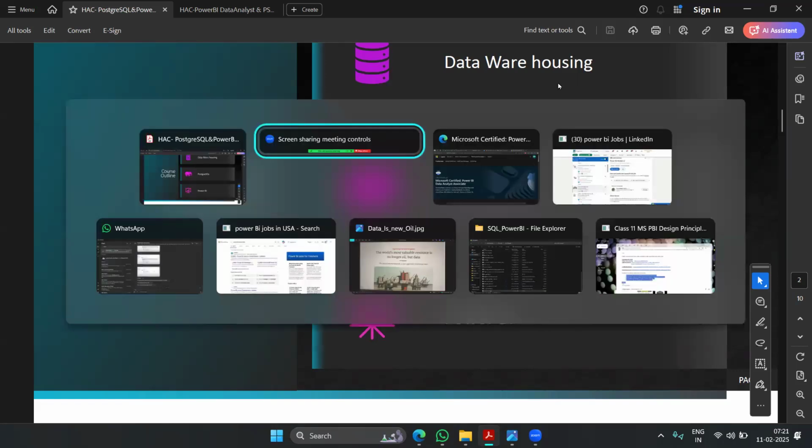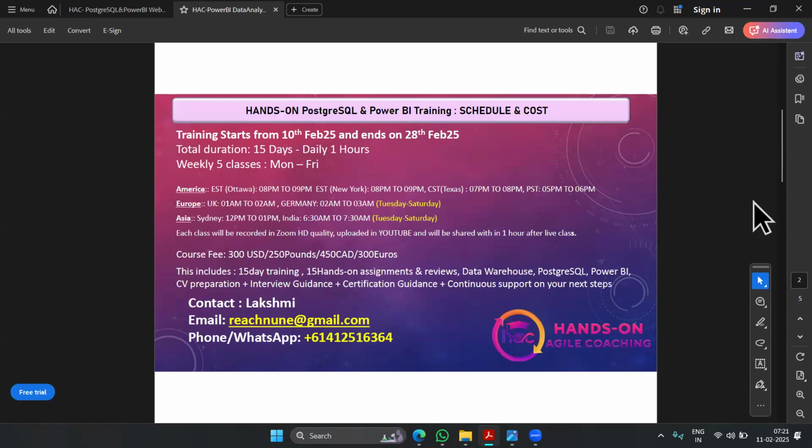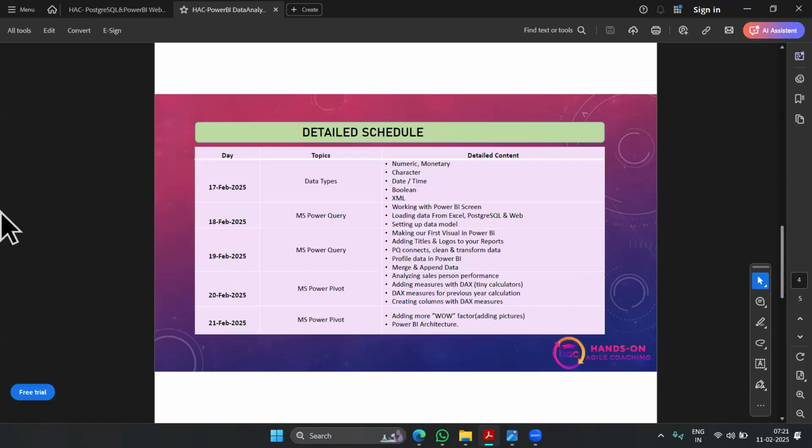So our 3 weeks course is also distributed accordingly. In the first class, we are going to cover data warehousing, followed by a detailed understanding of PostgreSQL in the next 3 classes. And from the second week, we are going to start with the Power BI classes.